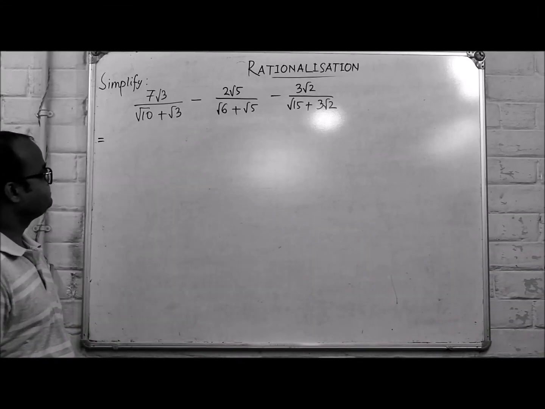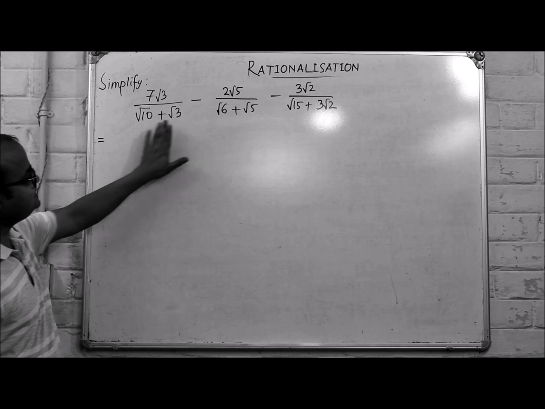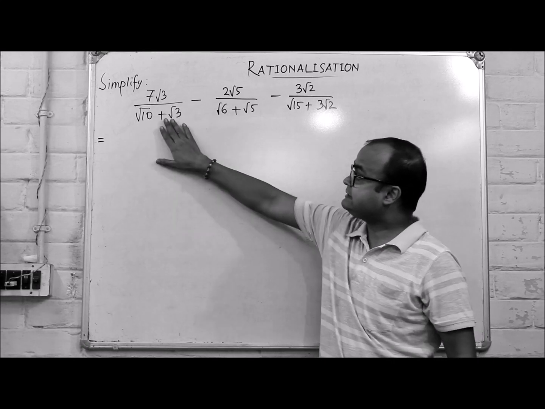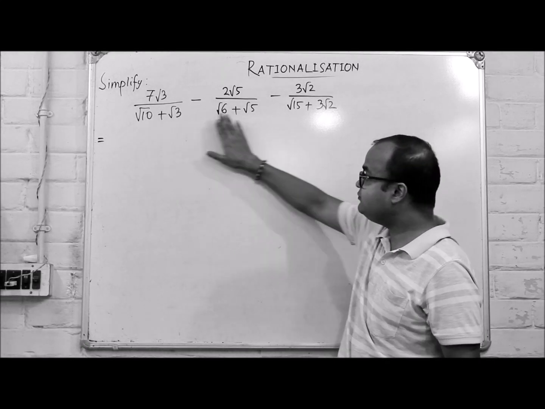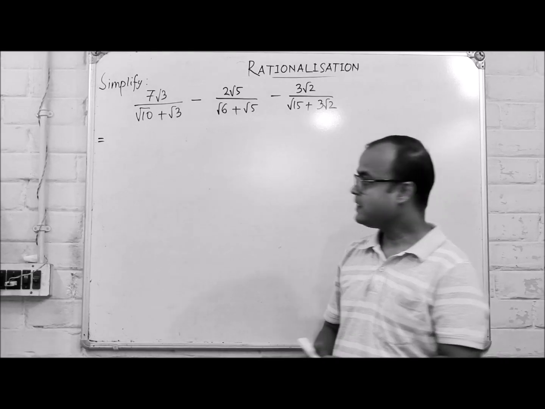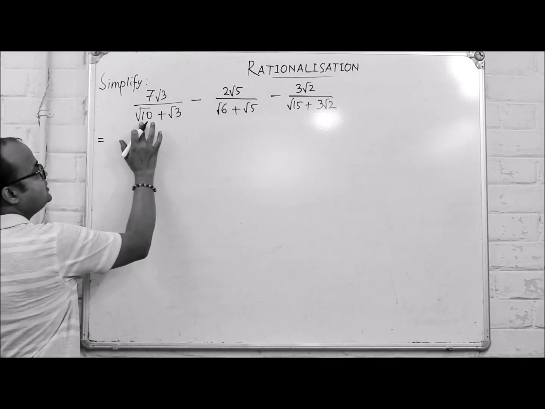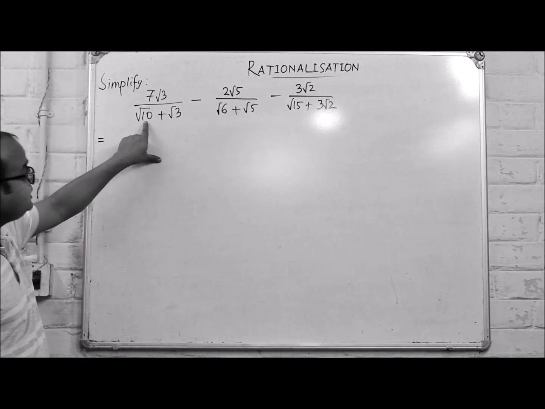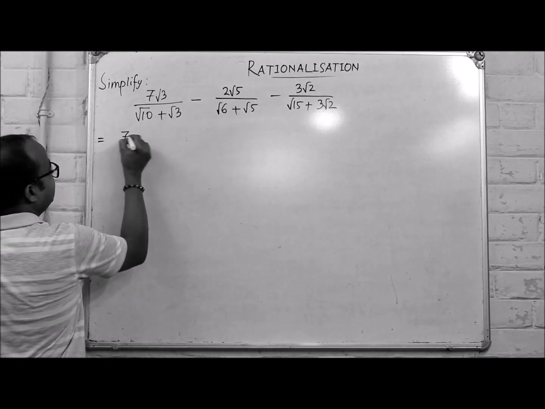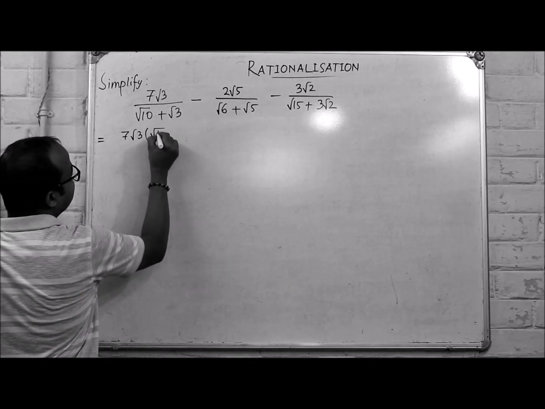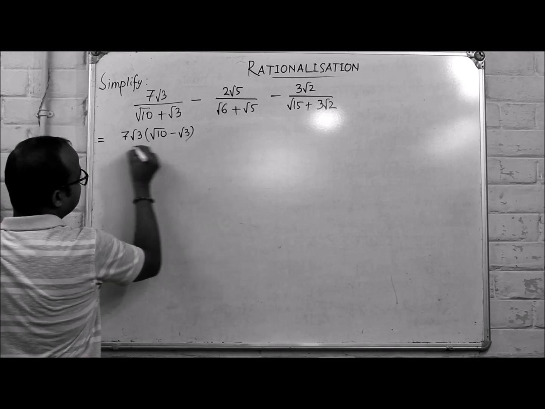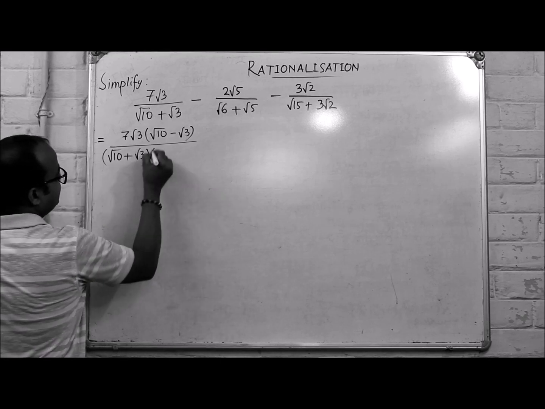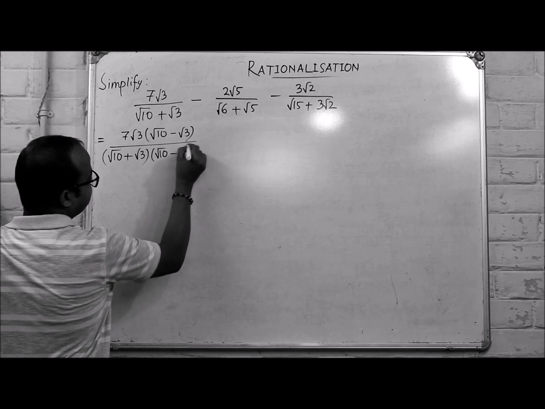Let us discuss this problem. Now see, there are three terms given here. So what we'll do, we'll rationalize the denominator individually for all three terms. If you rationalize this, you need to multiply numerator and denominator with root 10 minus root 3. So we write 7 root 3 multiplied by root 10 minus root 3, denominator root 10 plus root 3, root 10 minus root 3. Clear?